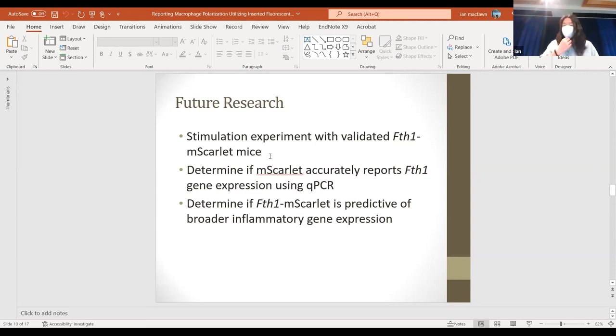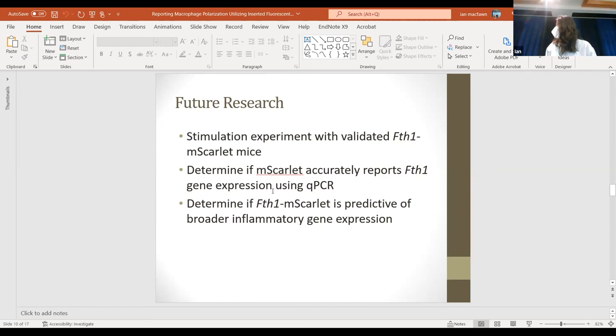And the thing we also have to determine is whether mScarlet even accurately reports the FTH1 gene expression. How we would do this is we would run a qPCR and see how much mRNA is being produced at one time.